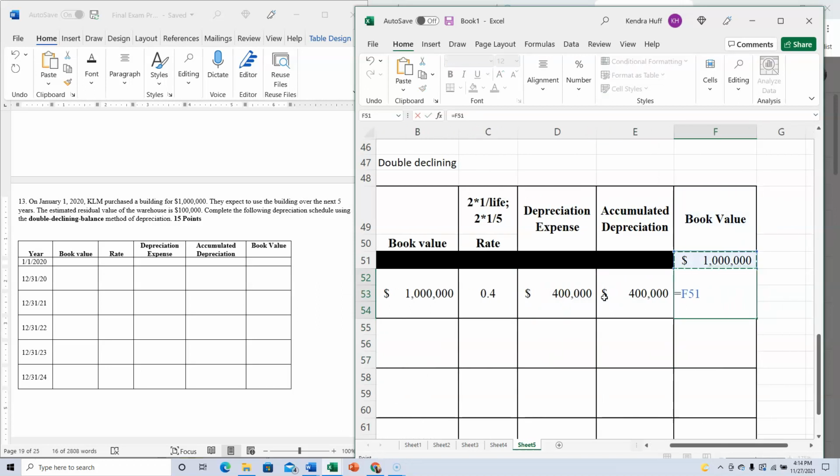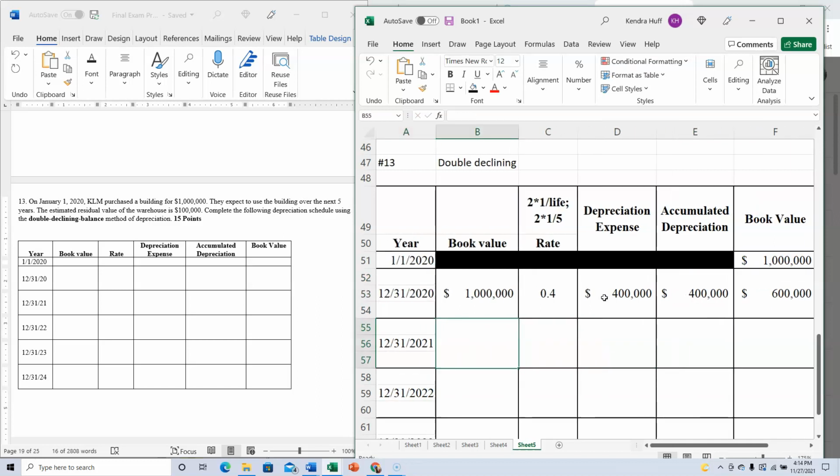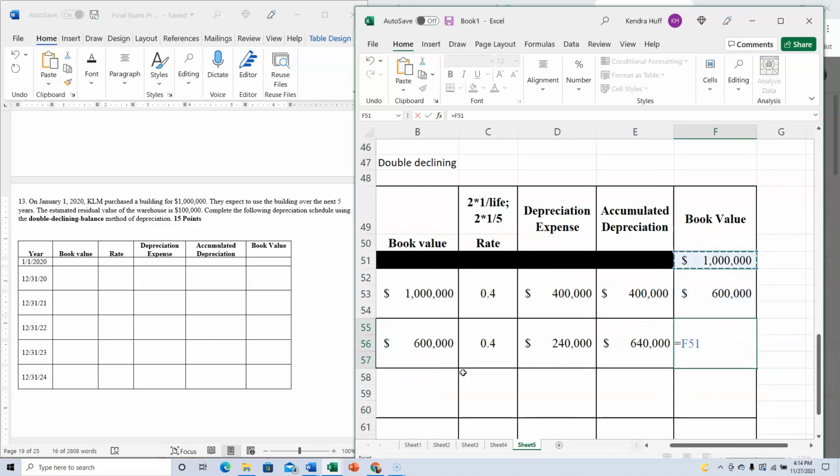And then it's the million minus the 400,000. So then this 600,000 comes down to here. The 0.4 stays the same, and it's the 0.4 times the 600. And our depreciation is the past year plus the current year depreciation. I don't think I did that right. 400 plus 240. And then book value is our original cost minus current year accumulated.